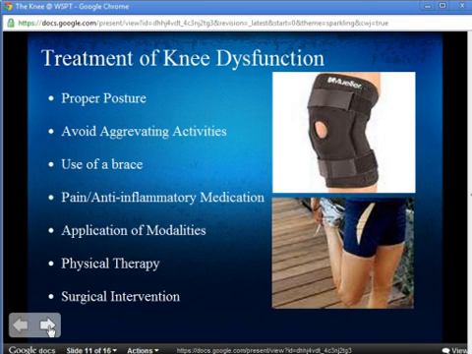Okay, but that was a good question anyway. I mean, a lot of people are misinformed about those situations, so that's why it's good to know. Okay, so certain treatments for knee dysfunction. That's why I talked about proper posture. So if you have a dysfunction, just getting into that posture is really important.